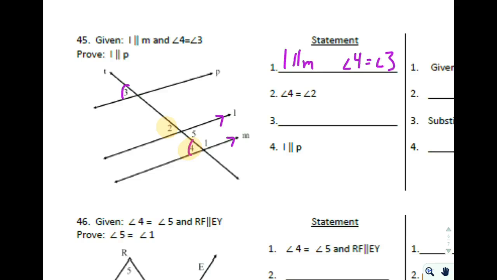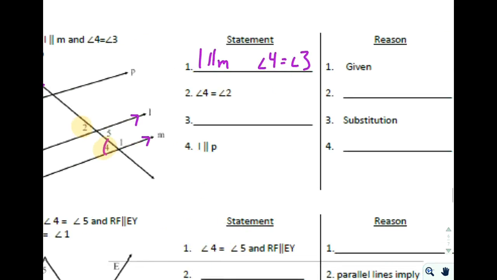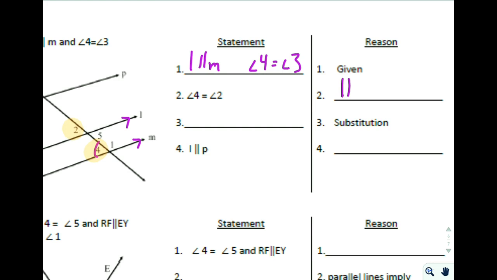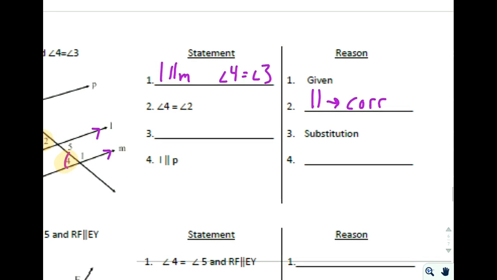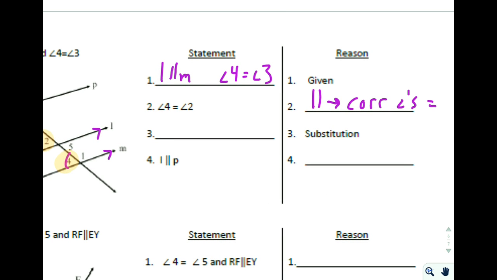Now based on the information in the picture, I see I have parallel lines, and those two, angle 4 and angle 2, are corresponding angles. So parallel lines must be giving us corresponding angles. So we can say parallel lines give us corresponding angles being equal. So corresponding angles are equal because of those lines.